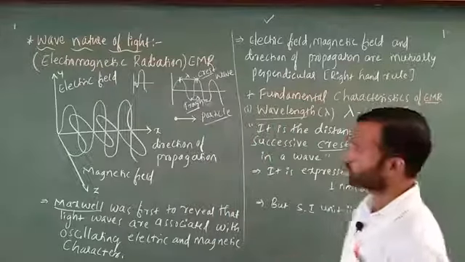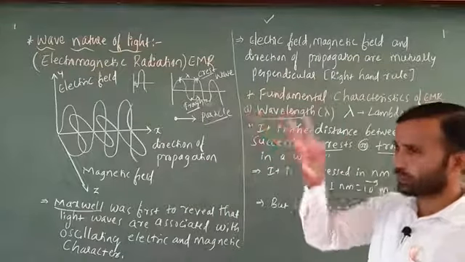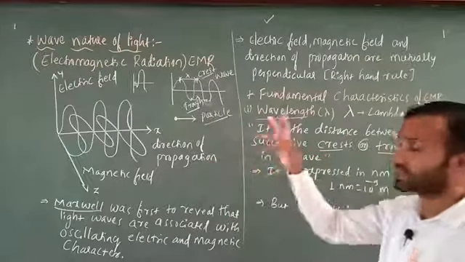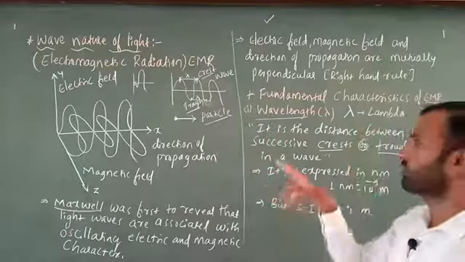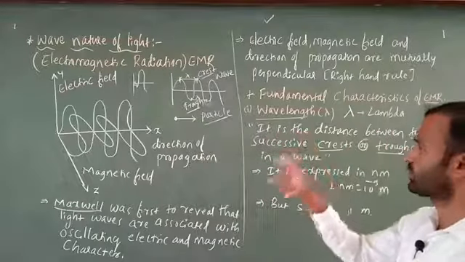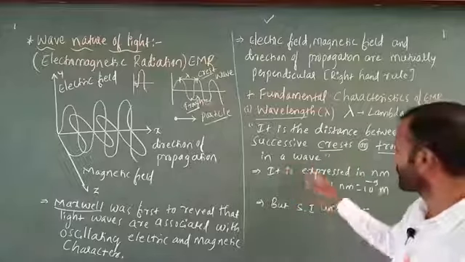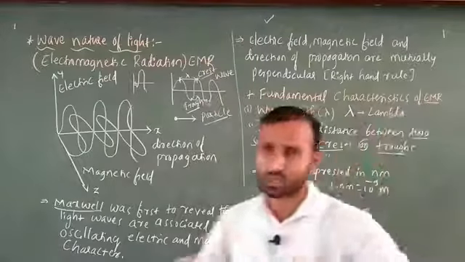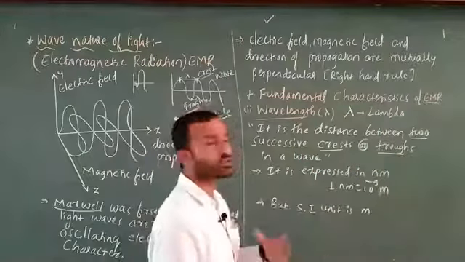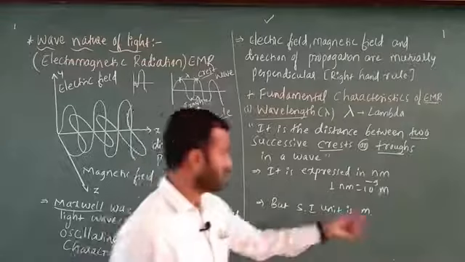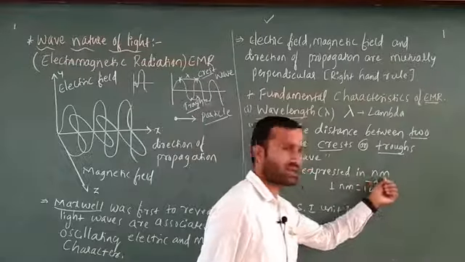Try to understand, when you are going to consider a wave, that wave having successive, in that the difference is the most important. For a trough or a crest, you have to take any one of them. Okay, definition. Next one is what? Wavelength is expressed usually in what? Nanometer. You have to write small n and small m.